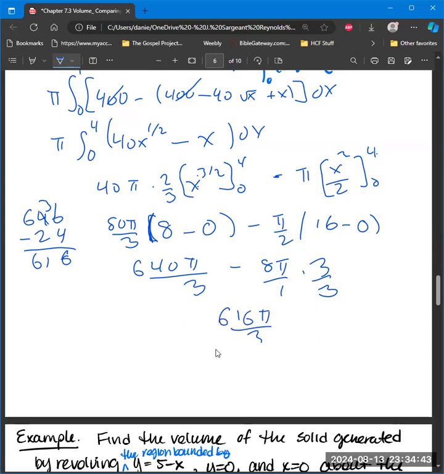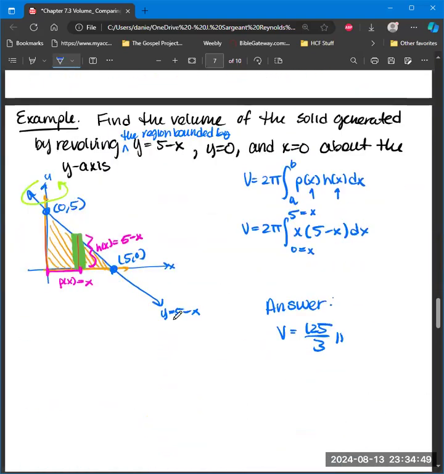Pi over 3, and this is units cubed. So the volume of the solid generated by revolving the region bounded by y equals 5 minus x, this line, y equals 0, which is this line, and x equals 0, this line. So this triangle revolved around the y-axis.